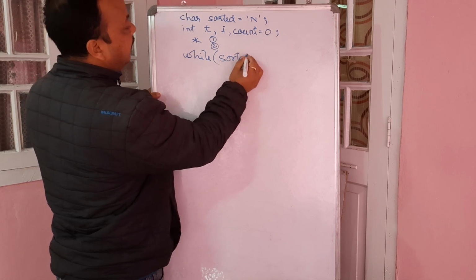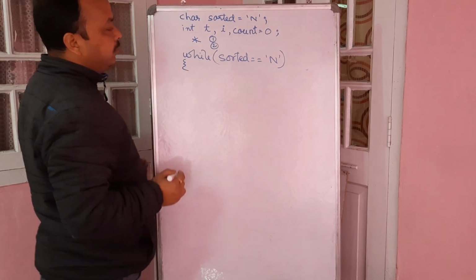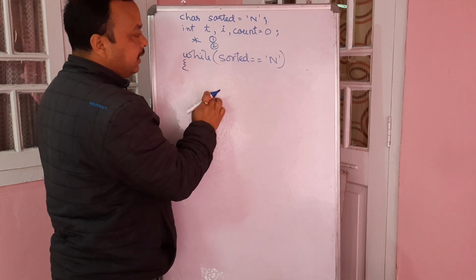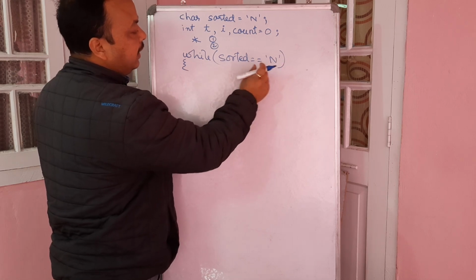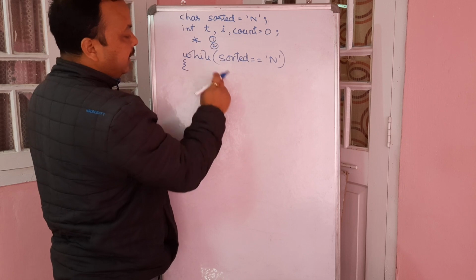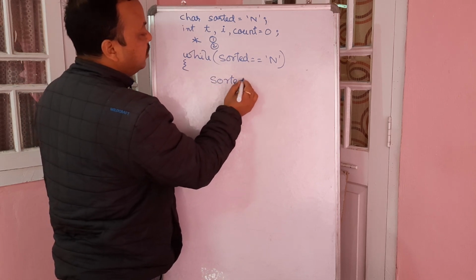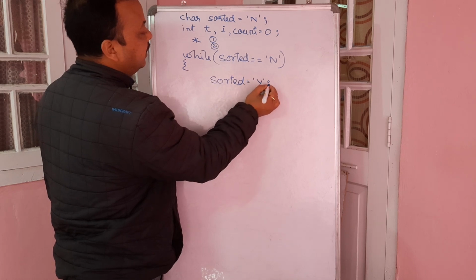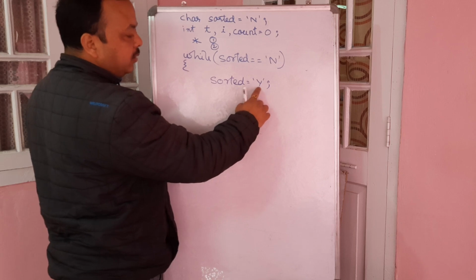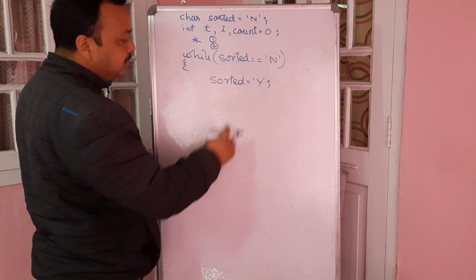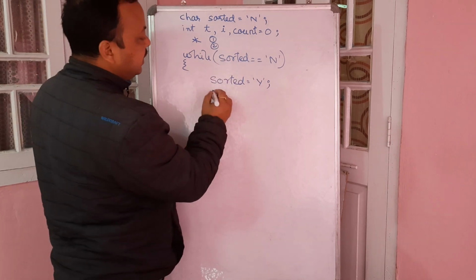Now next is while sorted is equal to n, I enter the loop, and as soon as I enter the loop, see what is the value of sorted? N. So I use the value of n to come inside the loop, but as soon as I come inside the loop, what have I done? I have changed sorted is equal to y, so that in case the value of sorted remains y inside this loop, then it will not re-enter the while loop again.